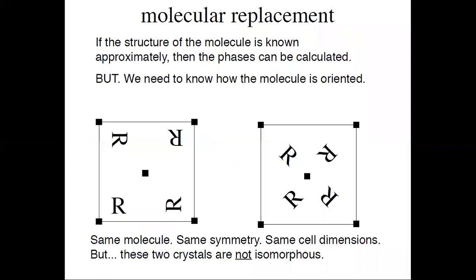Similarly, in molecular replacement, if the structure of the molecule is approximately known, then the phases can be calculated. But we need to know how the molecule is oriented. Here the same molecule, same symmetry and same cell dimensions are oriented differently, but these two crystals are isomorphous. The change in rotation is called orientation. Orientation is a change in the molecule and symmetry.